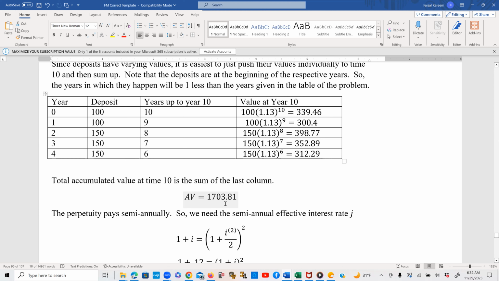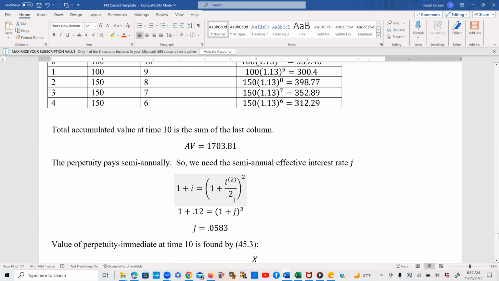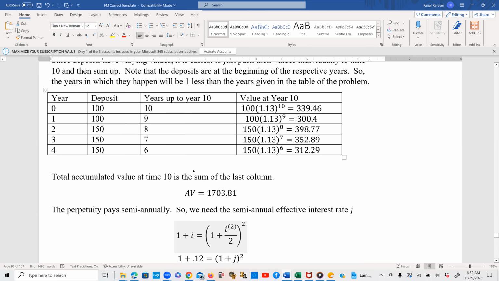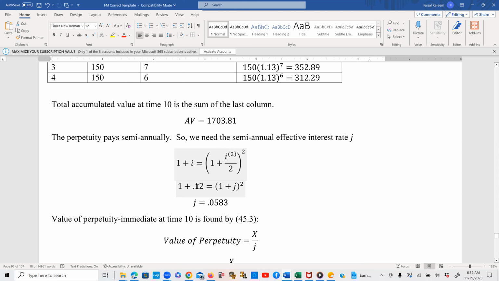1703.81. Now the perpetuity pays semi-annually, therefore we need the semi-annual effective rate J. So 1+i is equal to (1+i^(2)/2)^2, and i^(2)/2, as you know, is the J. Now the perpetuity has an accompanying interest rate, which is different from the one for the deposits. The deposits, remember, were undergoing a 13% interest rate, but for the perpetuity, the annual effective interest rate is 12% and not 13%, as mentioned in the problem. And so J comes out to be 0.0583.